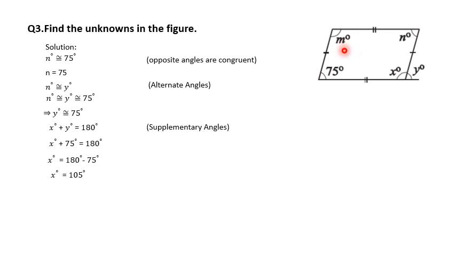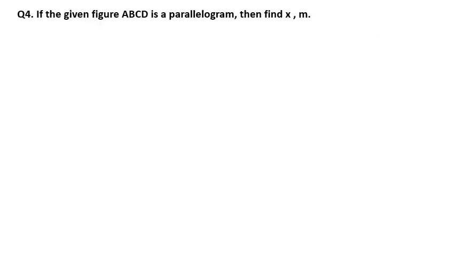Now we are going to derive the value of m0. M0 and x0, these are the opposite angles of the parallelogram, so these are the congruent angles. So m is equal to x is equal to 105 degree. It means that the value of m is also 105 degree. Now students, we are going to solve the question number 4 in the figure.